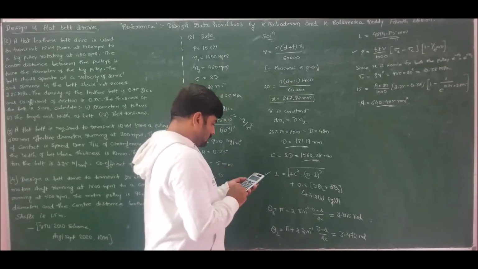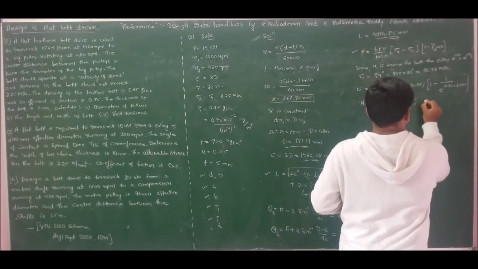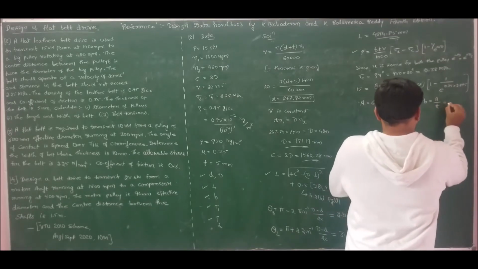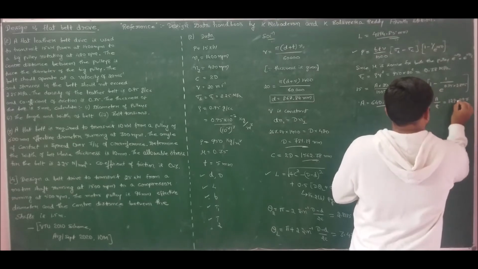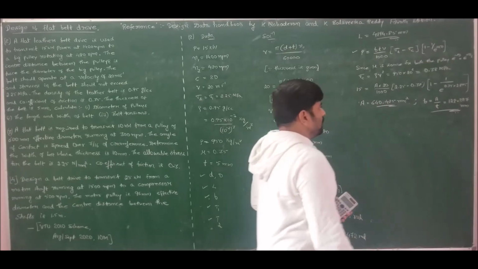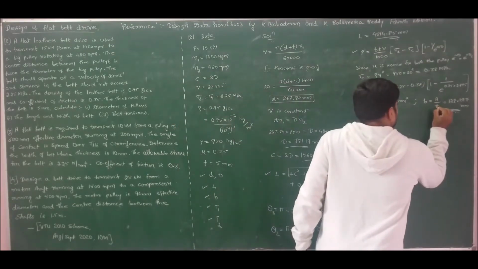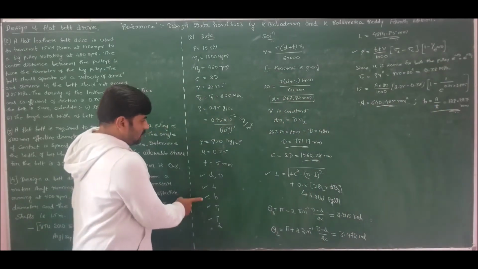Now area is width into thickness. Thickness is 5 millimeters. So if I divide by 5, I will get the width B equal to A by thickness, which turns out to be 128.097 millimeters. So the width of the belt is 128.097 millimeters. We can adopt a 130 mm width, 5 mm thick belt for the desired operating conditions. So we have determined length and width.